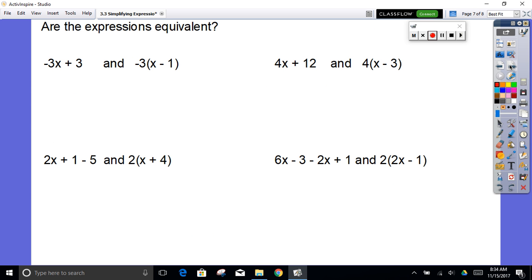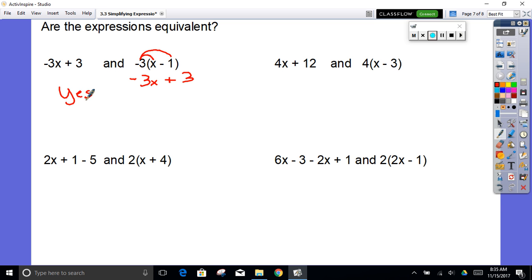Okay, last objective, equivalent expressions. Are the expressions equivalent? So in this case, we want to simplify both sides. The left side is already simplified as far as we can go with that one. So we're going to look at the right side. I'm going to use the distributive property. Negative 3 times x is negative 3x. Negative 3 times negative 1 is positive 3. So I can see now that I have the exact same expression as I had originally. So I would say, yes, those expressions are equivalent.